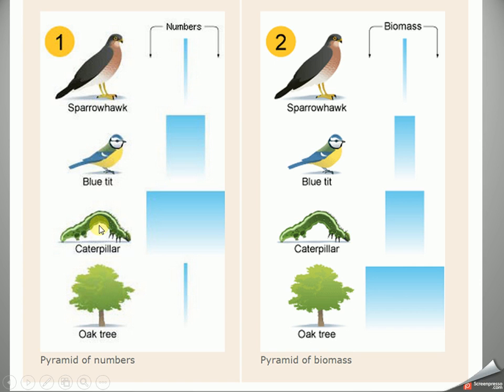So from the caterpillar, only 10% of the energy from the caterpillar is making it to the blue tit, and then 10% of all the energy from the blue tit is making it to the sparrowhawk, which is why the mass gets lower as you go up, as the biomass.